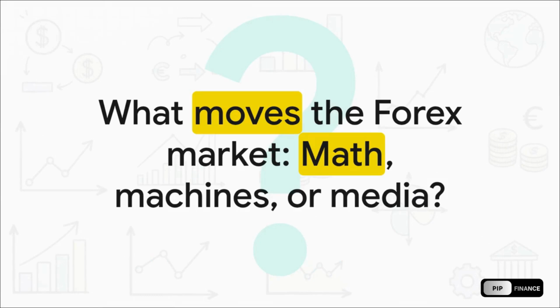To do this, we're going to start down at the absolute smallest mathematical unit of a single trade. Then we'll zoom out to the algorithms that execute these trades by the thousands. And finally, we'll look at the planetary scale forces driving the whole shebang. So what's really calling the shots out there? Is it the math, the machines, or the media?